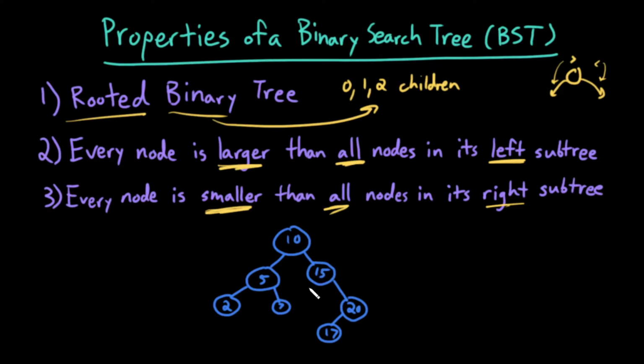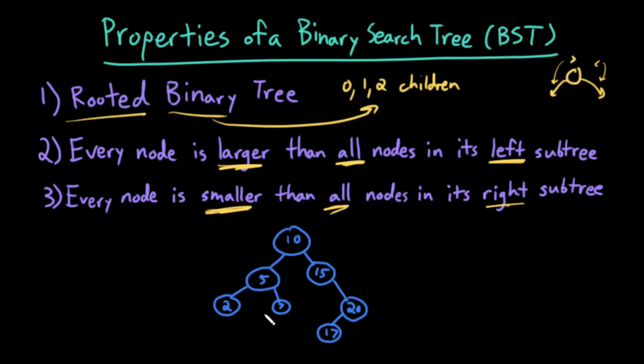15 doesn't have any left subtree, so it's fine. 20 is larger than 17. 17 doesn't have a left subtree, so it's fine. And every node is smaller than all nodes in its right subtree. So 10 is smaller than 15, 20, and 17. 5 is smaller than 7.